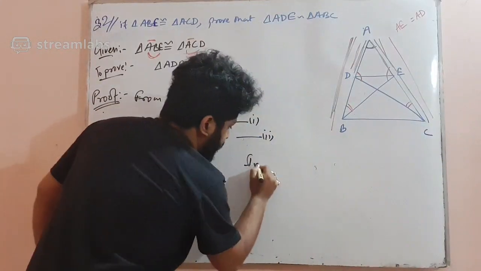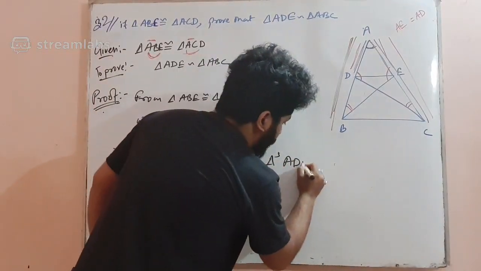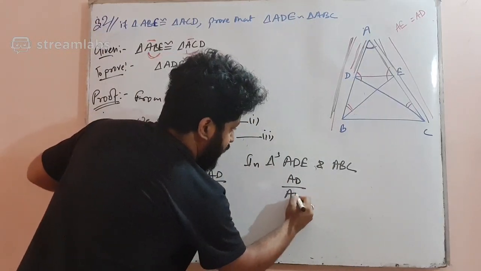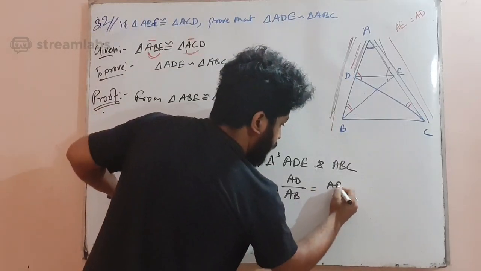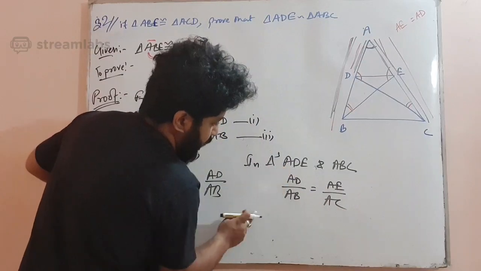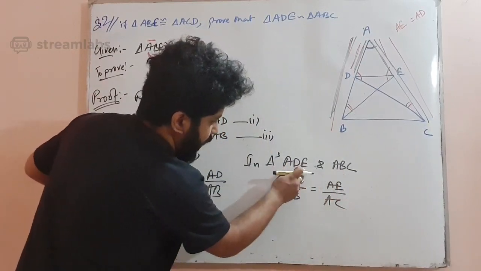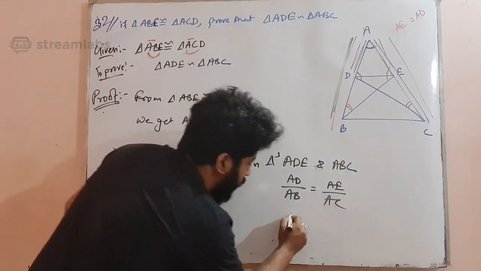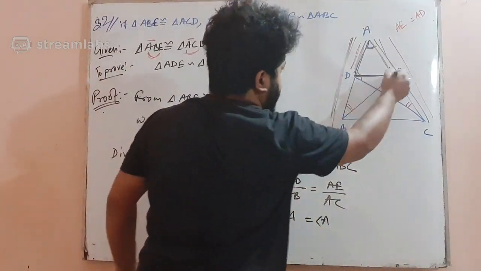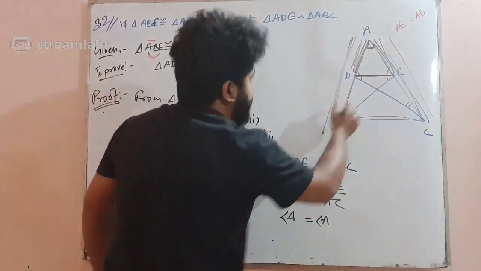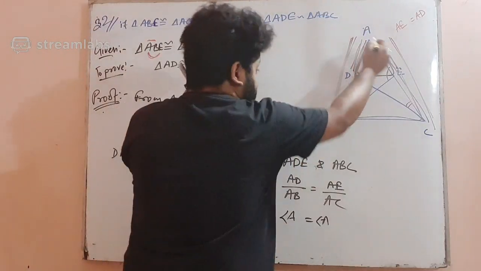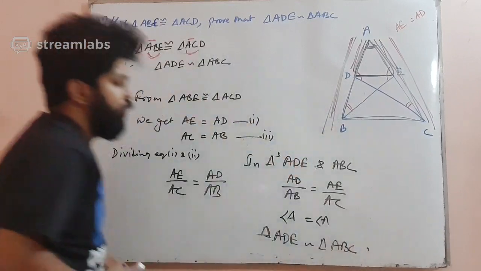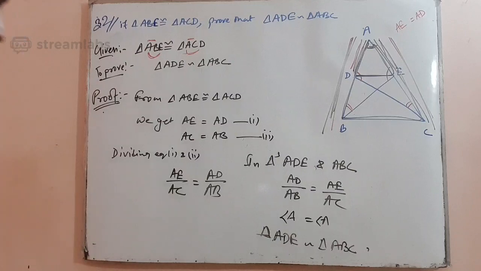So in triangles ADE and ABC, what do we get? AD by AB is equal to AE by AC, and it is correspondingly written. See, AD by AB is equal to AE by AC. And smaller side by bigger side is equal to smaller side by bigger side. अरे हो गया तो. And angle A is equal to angle A, common angle. मतलब छोटा ट्रायंगल का छोटा साइड बाय बड़ा साइड, corresponding sides, and angle A is equal. So therefore triangle ADE is similar to triangle ABC. Done. We have done it.